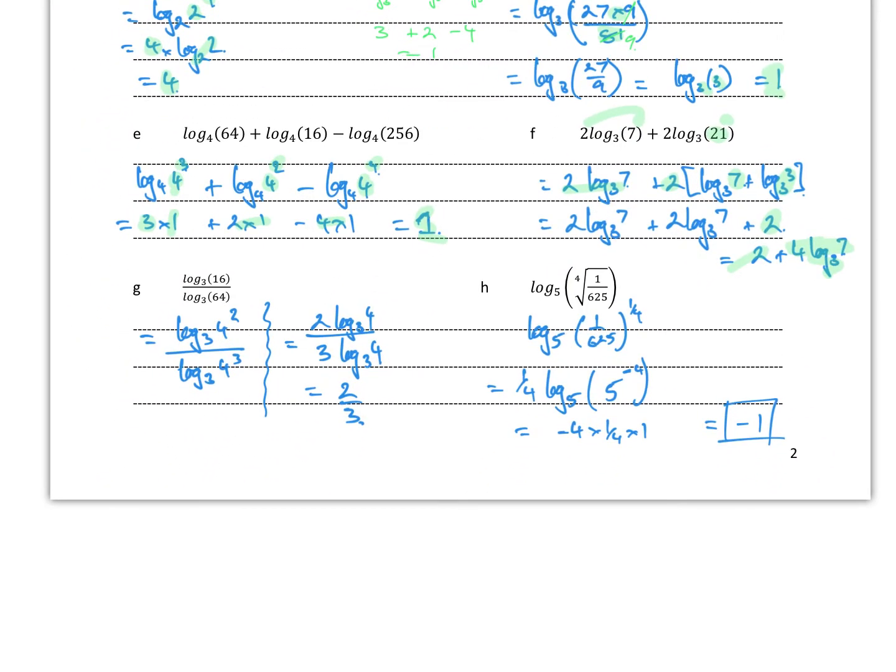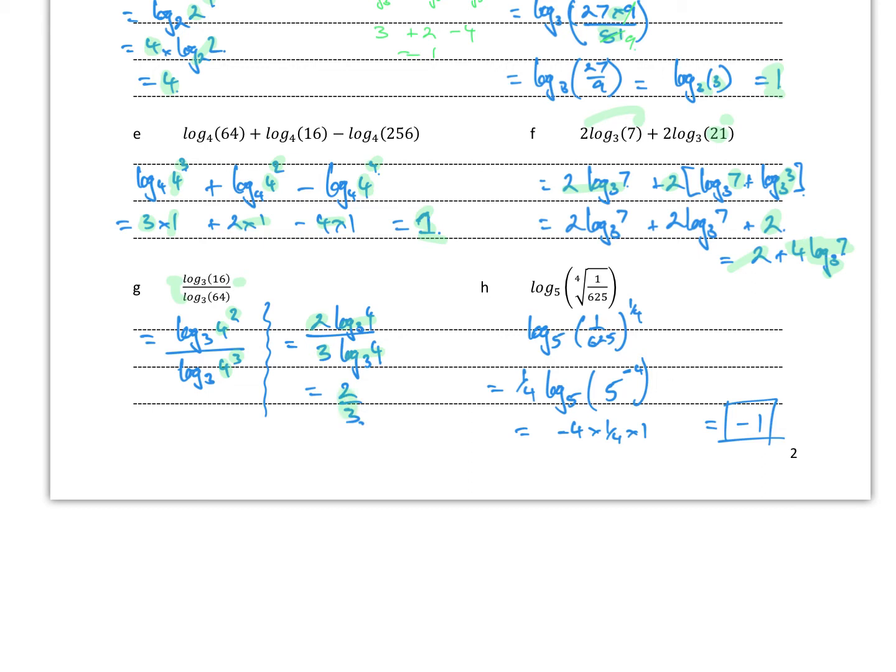Finally, it's important to note here I've got 2 separate logs being divided, not the one log with 16 over 64. So if I treat each of those lines separately, 16 is 4 to the power of 2, 64 is 4 to the power of 3, bring the 2 and the 3 out the front, and I get log base 4 of 4 over 3 log base 4 of 4, that can cancel off. So I end up with 2/3.